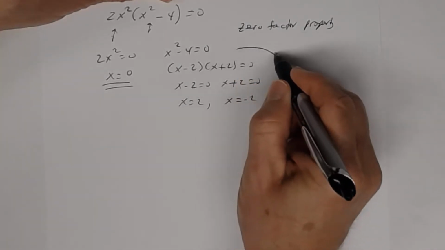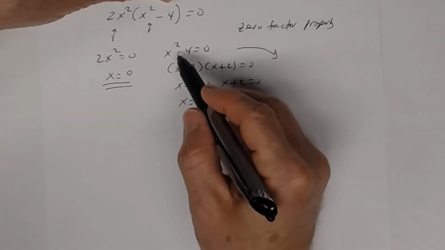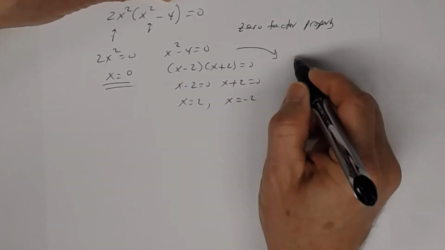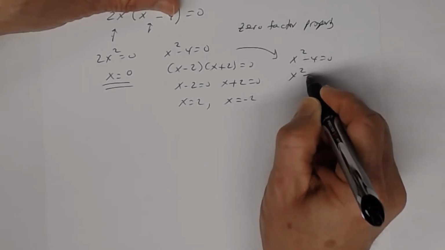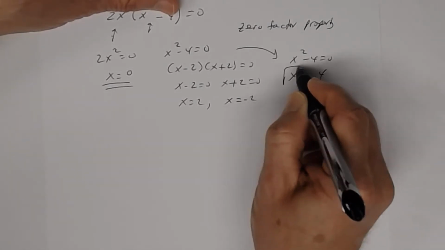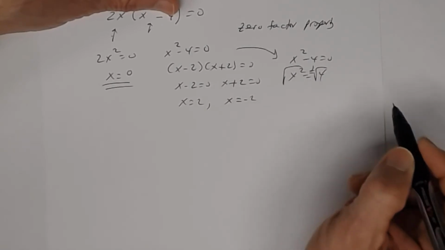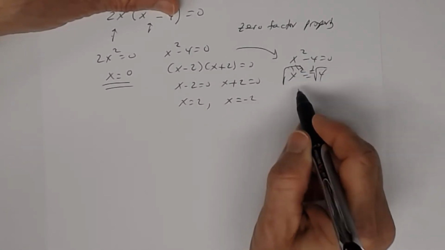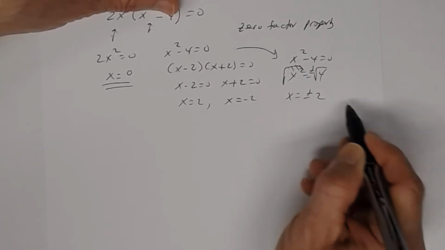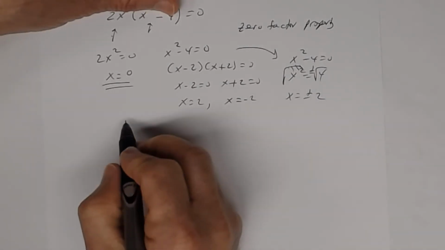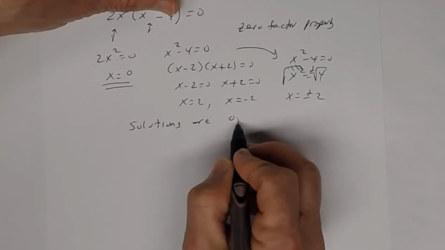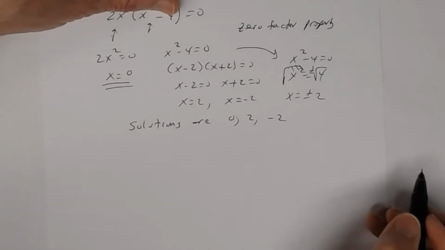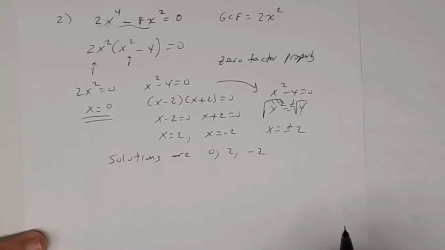Or if you want to, since there's no x term, you could use the square root property. You would have to say x squared minus 4 equals 0, so x squared equals 4. Then take the square root of both sides. Don't forget plus or minus. And so the square and the square root undo each other, so you get x to be plus or minus 2. And that's what you saw here. So your solutions are 0, 2, negative 2. Okay?